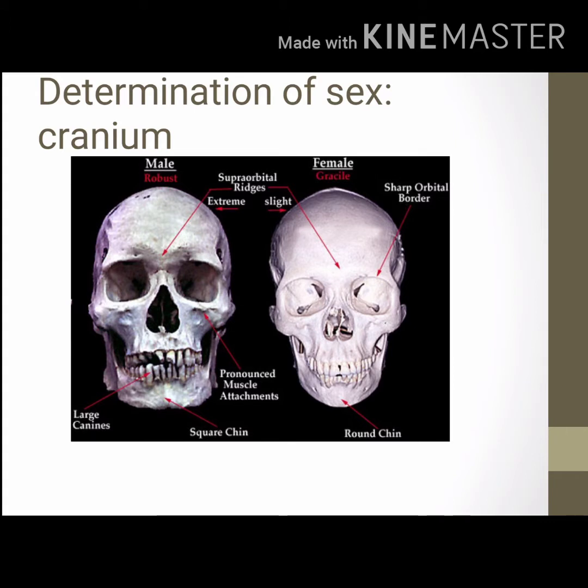The next picture is determination of sex. Cranium: crests and ridges are more pronounced in males. The chin is significantly more square in males. The forehead slopes more in males. The mastoid process is wide and robust in males.